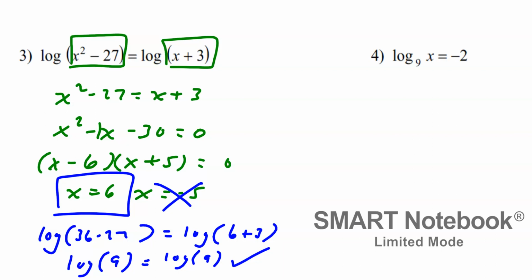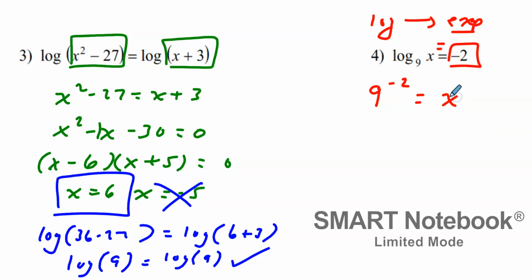Number 4. Some of these you might notice are mixed from the first day of log equations as well, because I want to keep things cumulative, of course. If we take a look at number 4, this is originally a log equation, and the best way to solve a log equation is to see if you can change it to an exponential equation. So in this log, the base is 9. Logs are exponents. The exponent's negative 2, and it equals the argument of x.